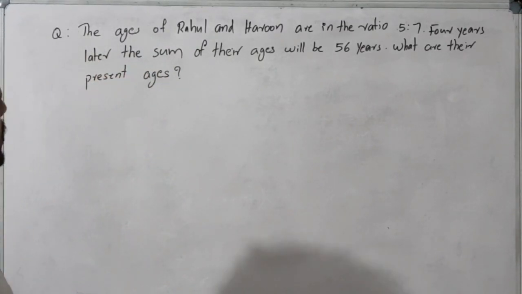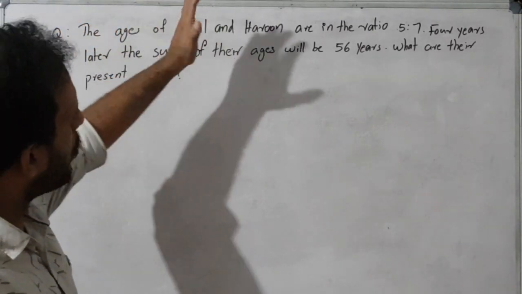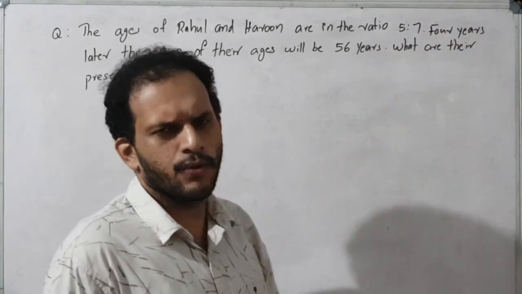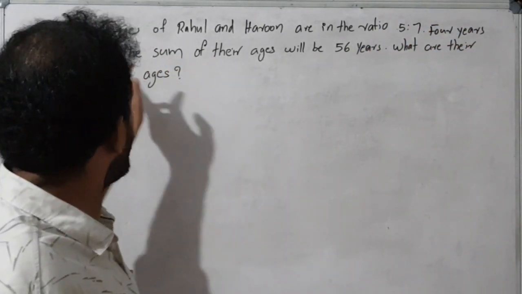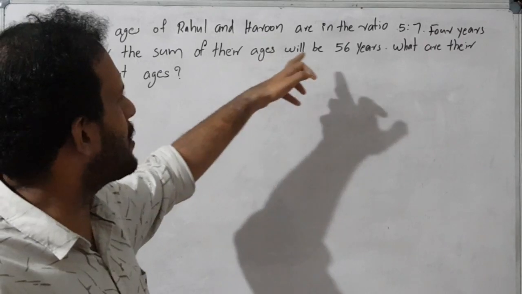What is the question? The ages of Rahul and Harun are in the ratio 5:7. Then 4 years later, the sum of their ages will be 56.